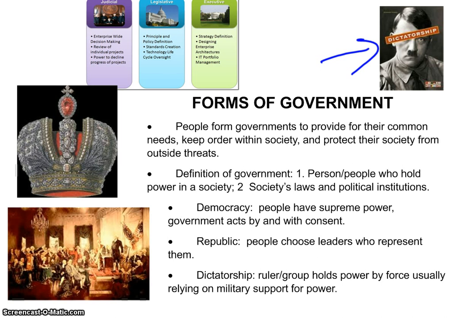The three main types of government in the world today are democracies, where people have the supreme power and government acts by and with consent. Most democracies actually practice the republican form of democracy, which is choosing leaders to represent them, because democracy means everybody comes together and votes on everything, and it gets very cumbersome. The bigger the country, the more people involved.